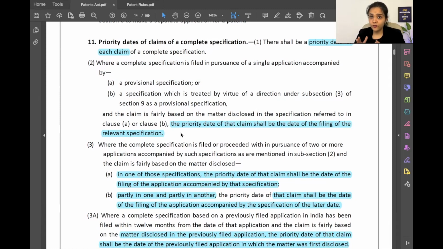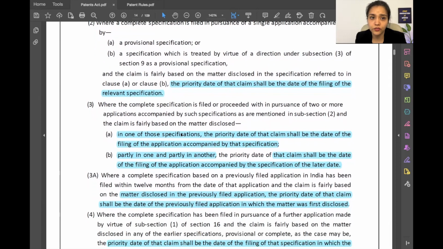So if you have disclosed the subject matter in the provisional specification and then you are filing a complete specification on the same subject matter, you have not included new elements in the complete specification, you are filing the complete specification on the matter which was disclosed in your provisional specification, then because that element was disclosed in the provisional specification for the first time, the priority date of that claim would also be the date of filing of the provisional specification. It would not shift, it would be the date of filing of the provisional specification.